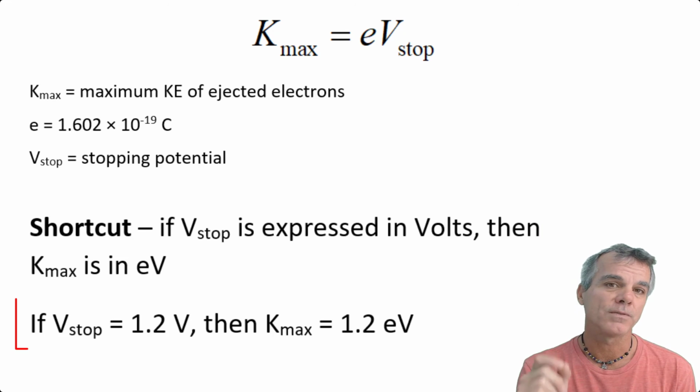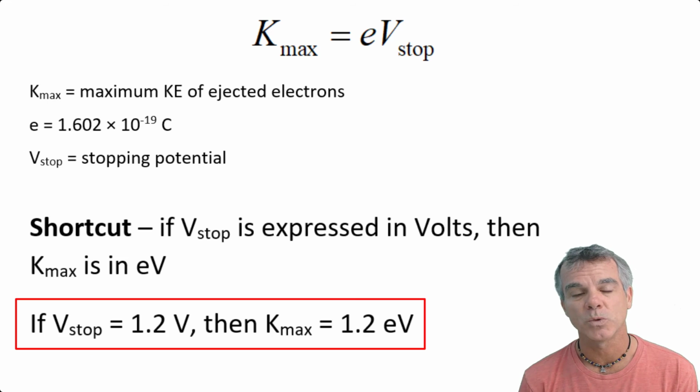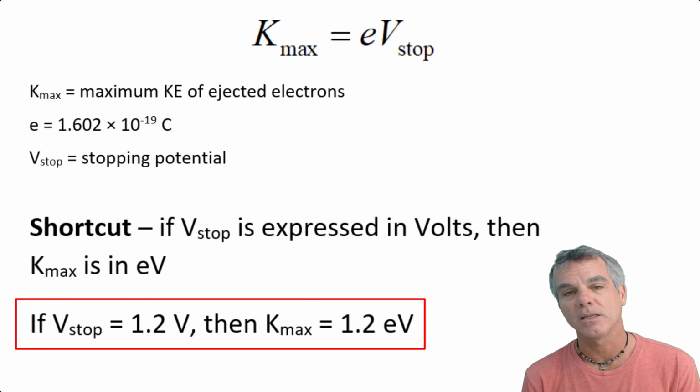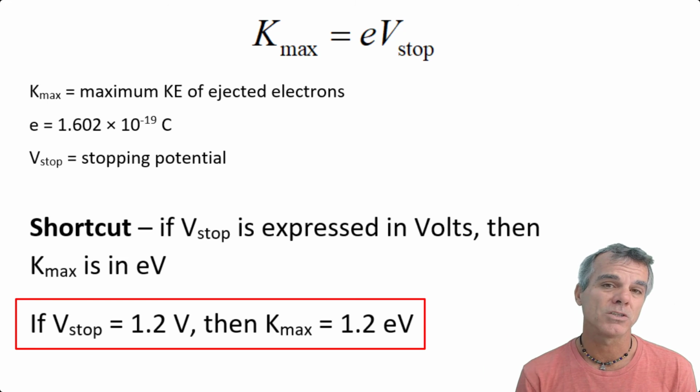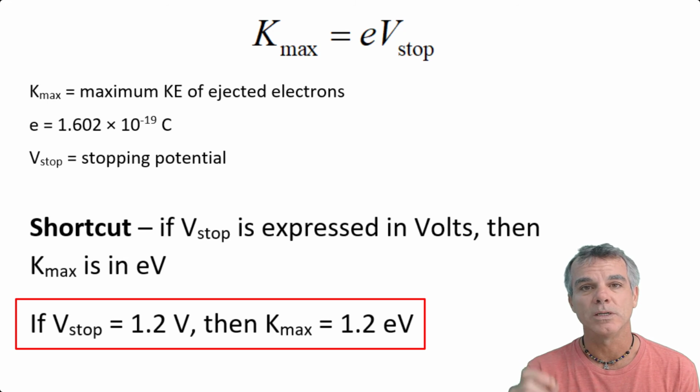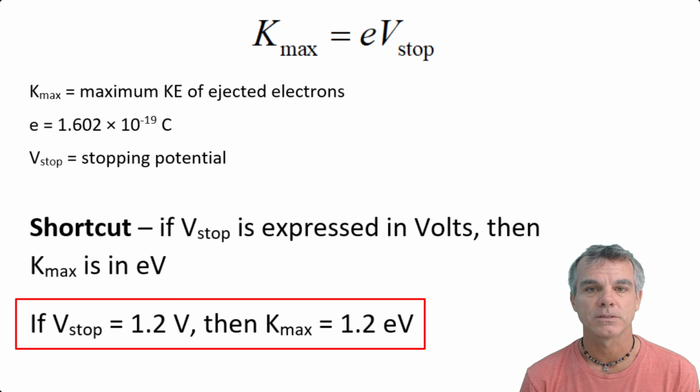So for example, if you know the stopping potential is 1.2 volts, then you automatically know the maximum kinetic energy of the ejected electrons is 1.2 electron volts.